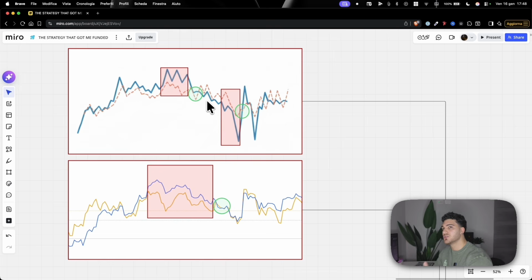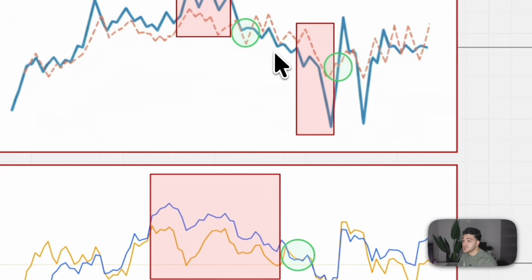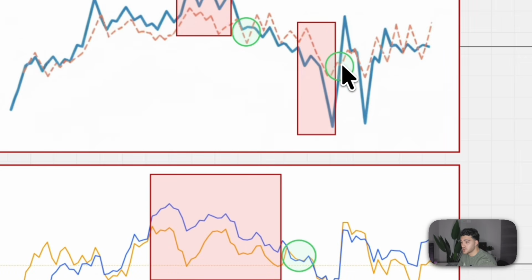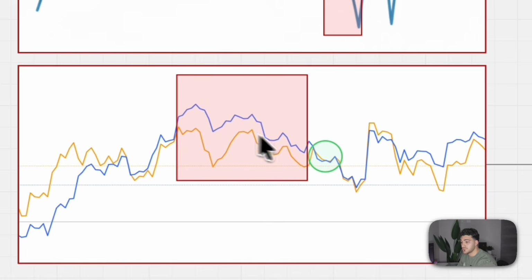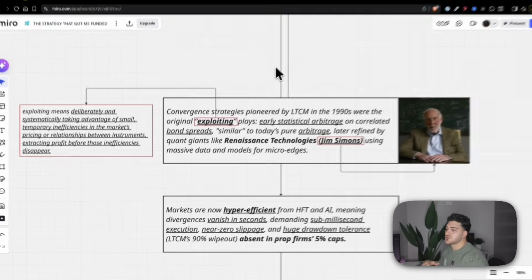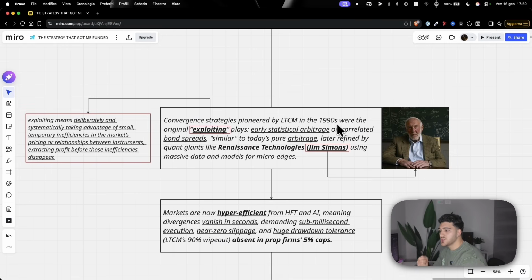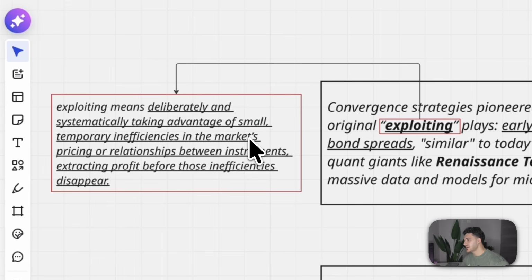This is why it's a non-directional market approach. This is the same thing that they would do here up until the correlation was already in place, and the same thing they would do here, correlation not in place, close here when the correlation actually gets back in line. So those strategies in the 1990s were the original exploiting plays. What does exploiting mean in finance? It means deliberately and systematically taking advantage of small, temporary inefficiencies in the market's pricing or relationships between instruments, extracting profits before those inefficiencies disappear.